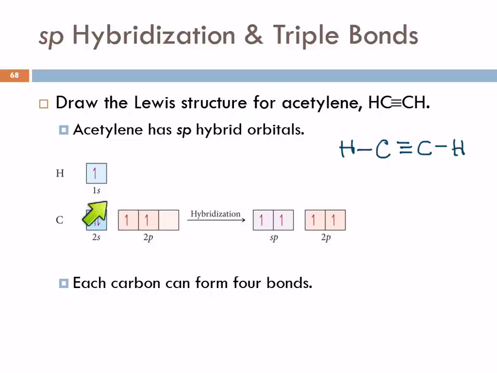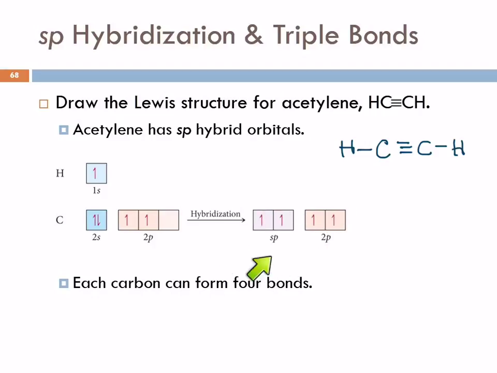Here's our hydrogen, here's our carbon with its atomic orbitals. When we hybridize these for acetylene, we get sp, and then there's p orbitals, just regular ones. So this hydrogen is going to overlap with one of the sp orbitals, and the other hydrogen is going to, I'm sorry, never mind. I'm getting ahead of myself.